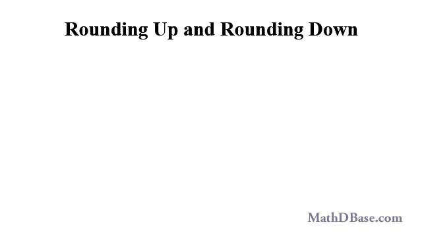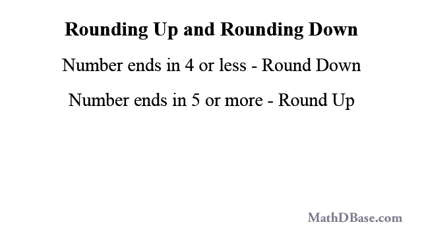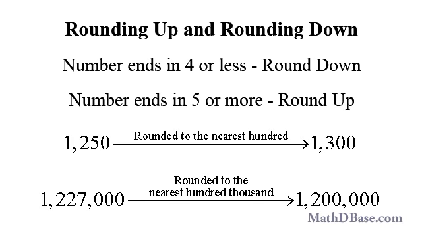Writing it all down like this may make it seem like a long process, but with practice, estimates on the low and high ends can be determined in seconds. The rule of thumb for estimations is if the number ends in 4 or less, you round down. If it ends in 5 or more, you round up. Rounding can also be used at higher place values. 1,250 can be rounded to 1,300 to the nearest hundred, and 1,227,000 can be rounded to 1,200,000 to the nearest 100,000.